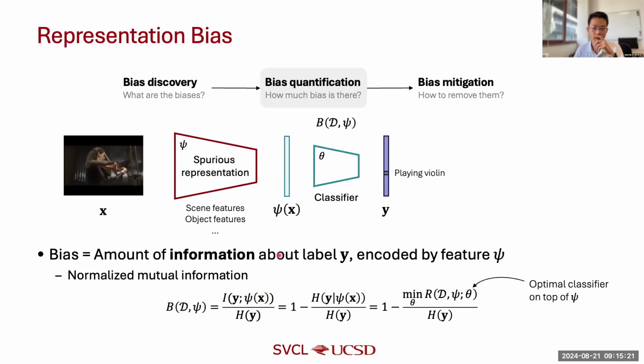I will skip the math here, but essentially we show this bias is linearly related to the cross entropy risk that's achieved by an optimal classifier on top of the spurious feature psi of x. So this makes sense in practice. Lower risk by the classifier means that the classifier is more certain about the label y given psi of x, which means there's more information leakage from this spurious representation and hence a higher bias.